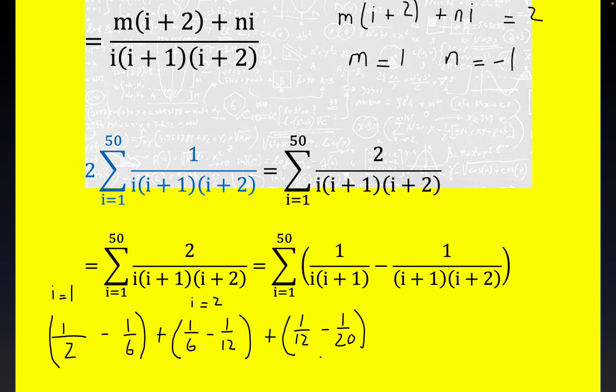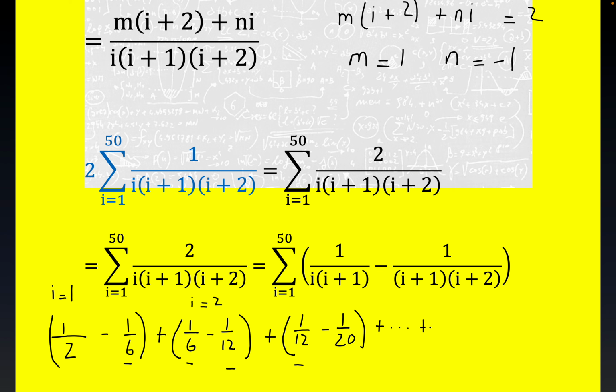Of course, this is i equals 3 right here. But notice what we're seeing. It's not too early to notice a pattern. You've got minus 1/6 here, plus 1/6. Then you have minus 1/12, plus 1/12, you see? So all that's left is this term and this term, okay? So this pattern will continue all the way out to 50, and I'll just use the customary ellipsis here. Dot, dot, dot, missing terms.